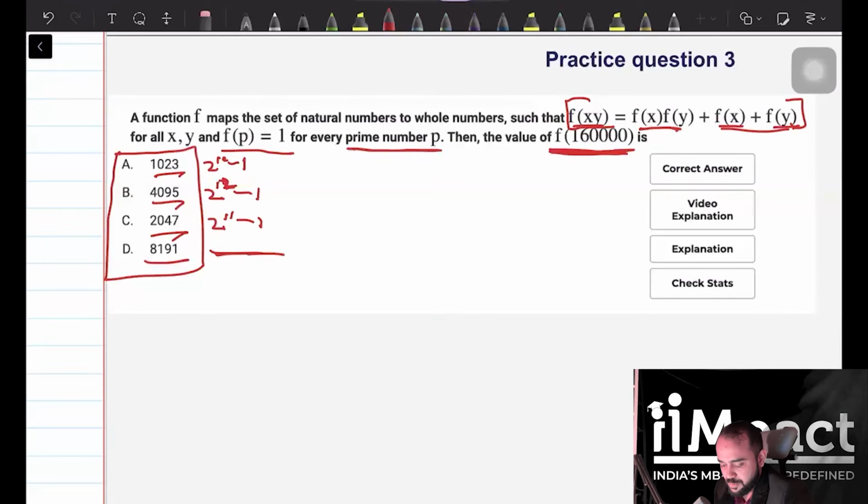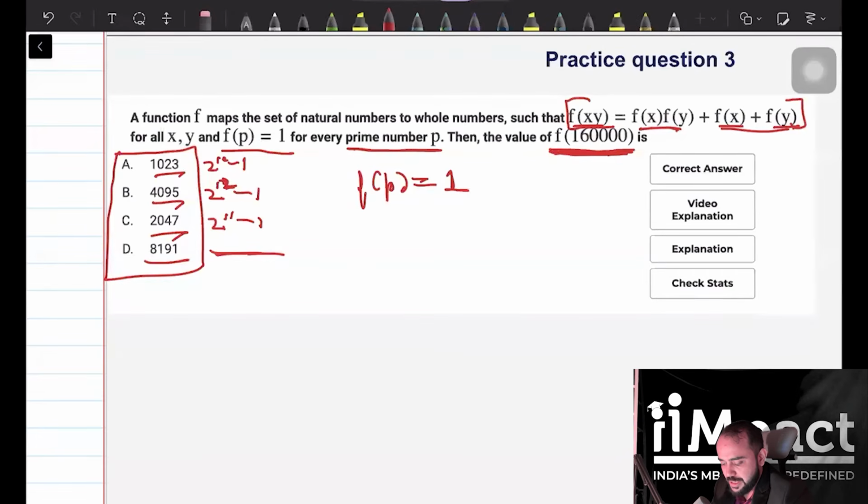So let us build upon this. F of a prime number is equal to 1. We will have to convert this into primes. That much is clear now. But let us also try and get to it in a better way.